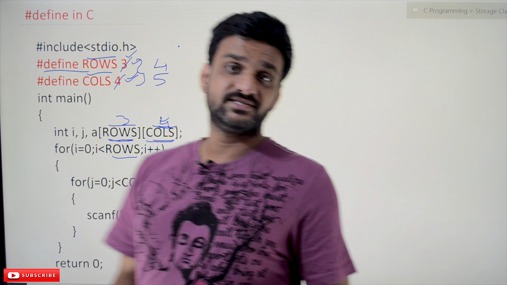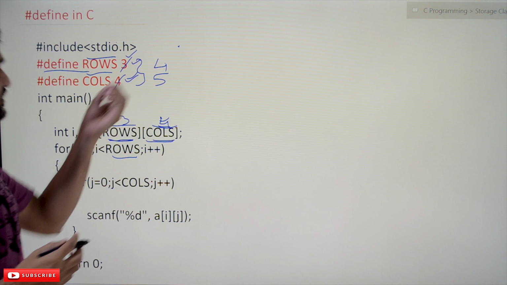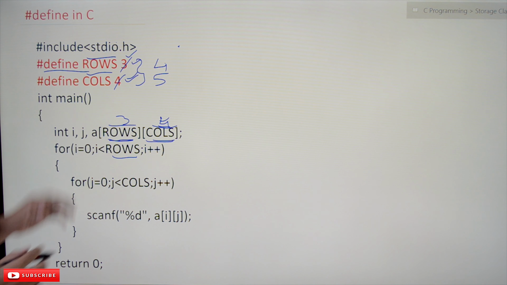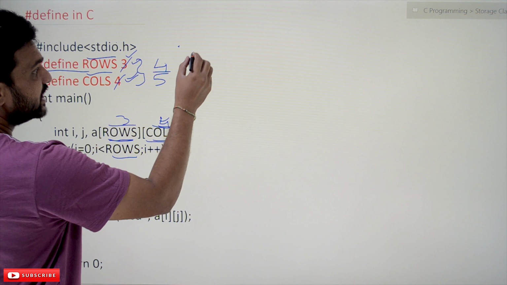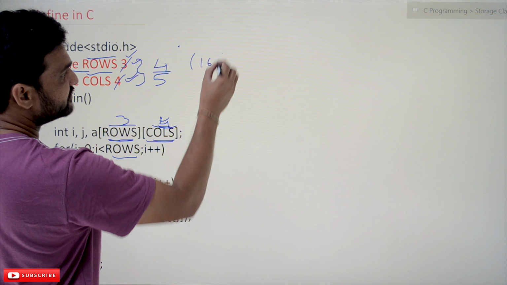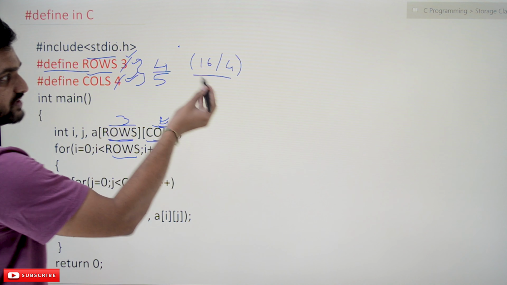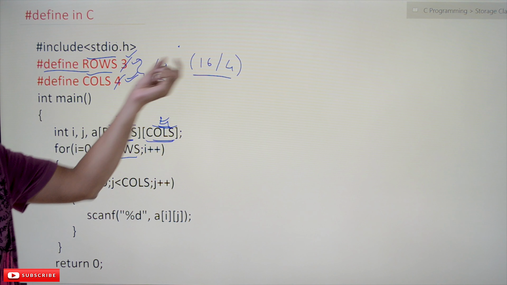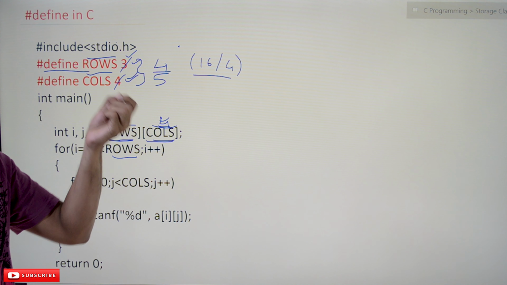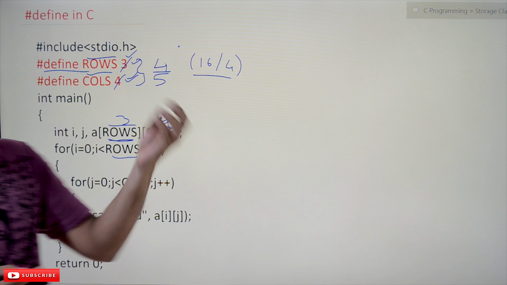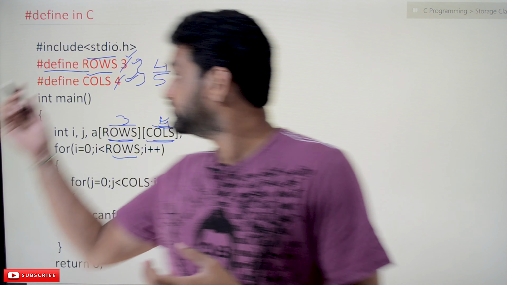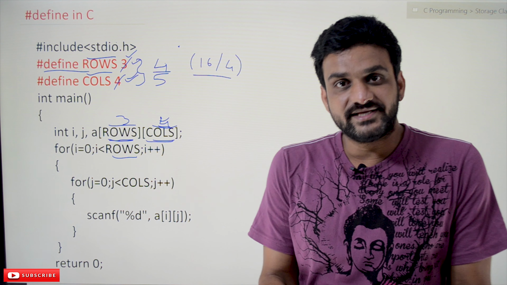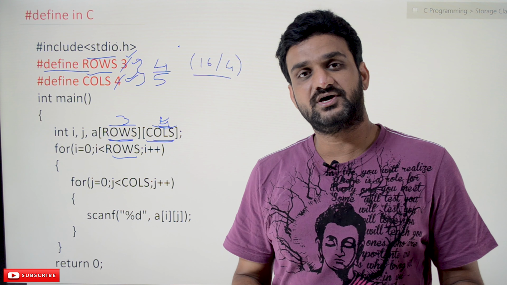One more thing is, instead of just giving the values, by using hash define we can use expressions also. For example, if you want to create the value 4, it can be given as 16 by 4. Nobody will use it like this, but the point you have to understand is that instead of just giving 4, you can give this expression also. Expressions are allowed with constants by using hash define, and it is the general practice in most programs.